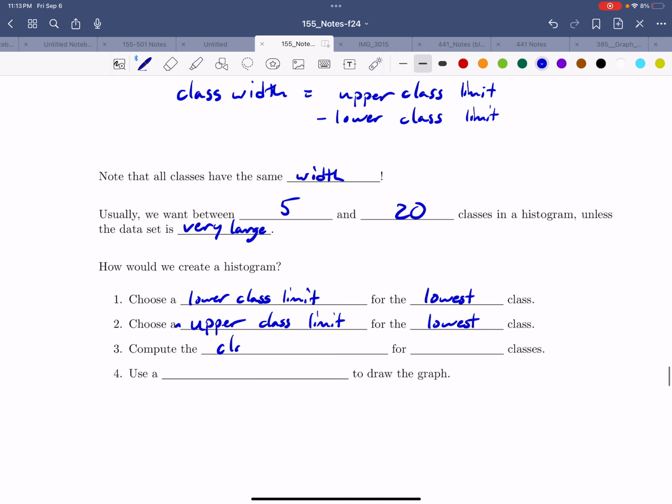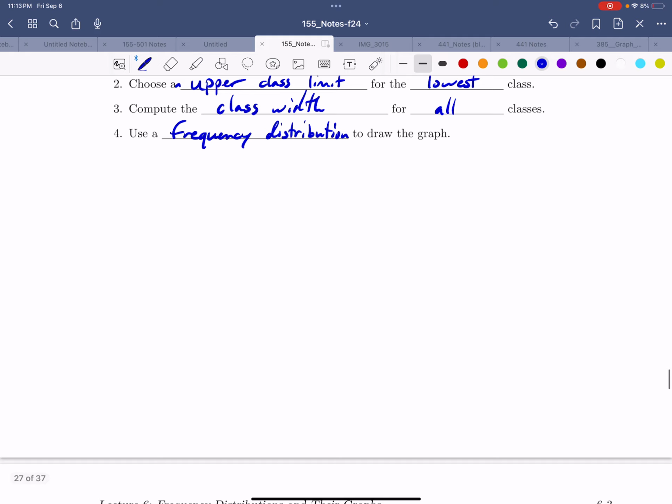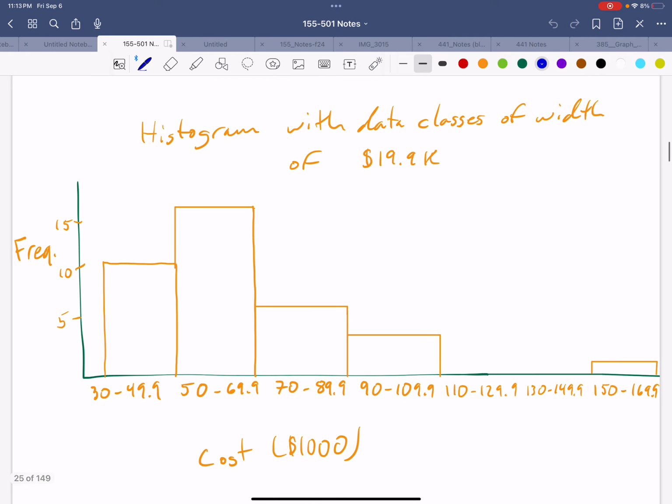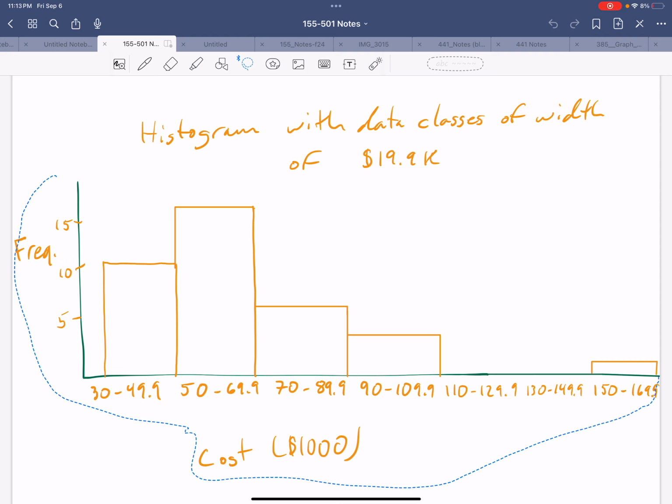Anyway, then you, of course, compute the class width, right, with that little formula above. I guess if you do it for one class, you do it for all classes, and then you use a frequency chart or a relative frequency chart, I guess I'll call it distribution, to draw the graph. Okay, so let's draw it real quick. Now, I actually have it illustrated right here. Let us just borrow this.